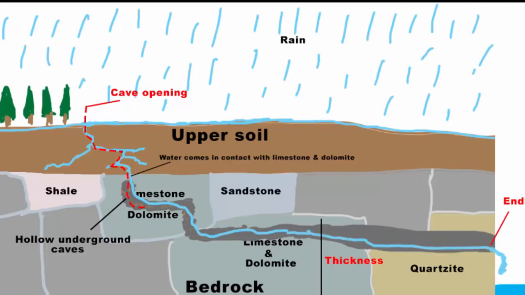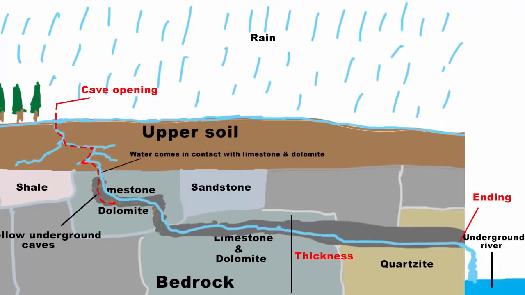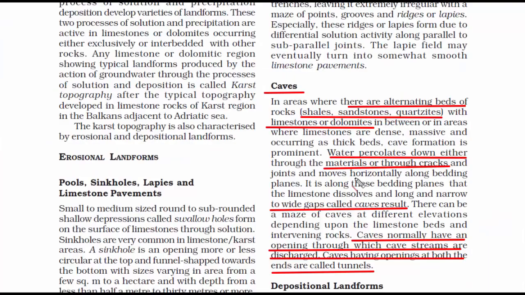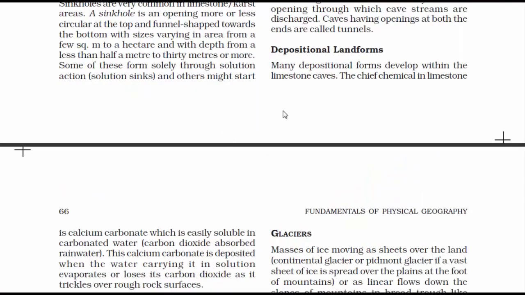Now, all caves don't have an end. The reason may be they are still in their middle age, where water hasn't eroded the rock enough to create a tunnel. So these were some erosional landforms that occur due to running of groundwater. Now we will read about some depositional landforms, which occur again due to running of groundwater.